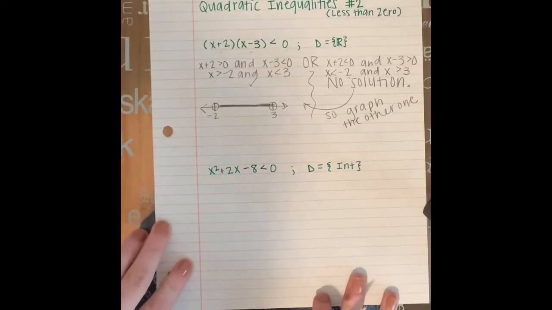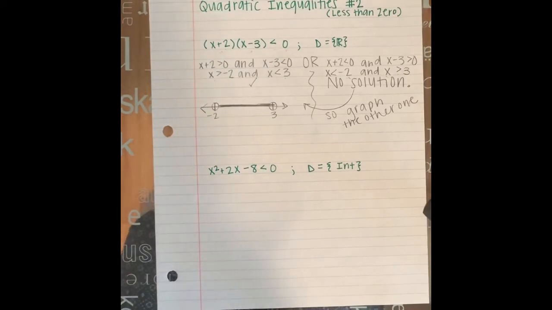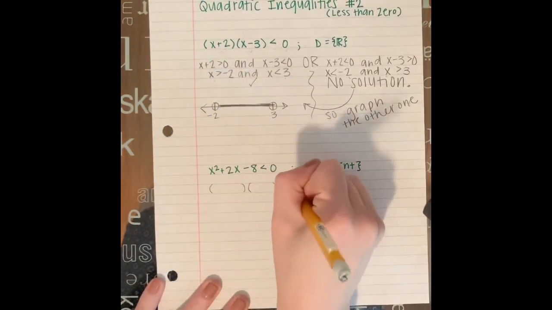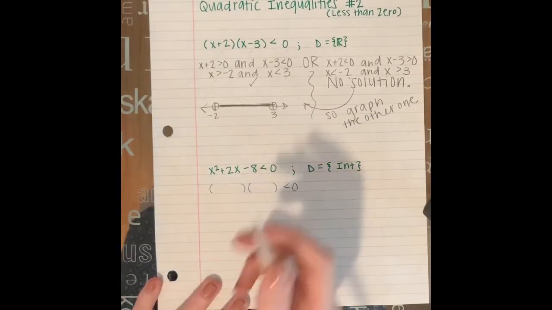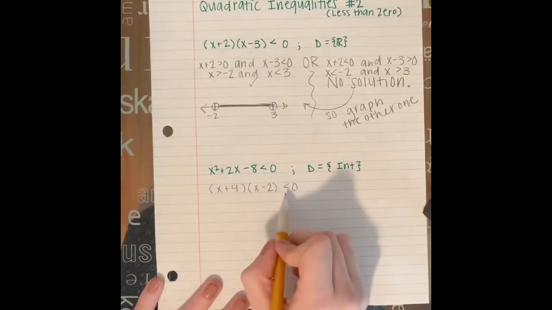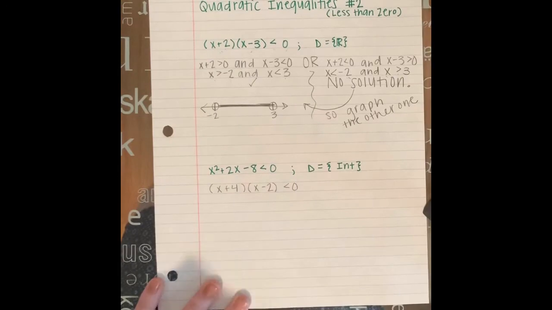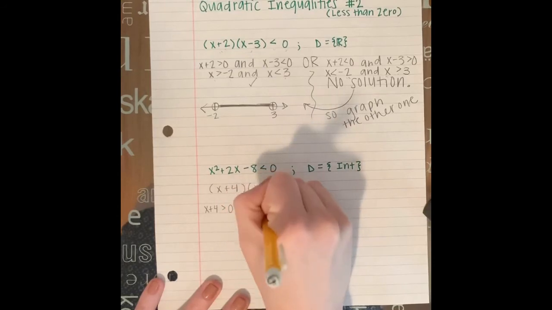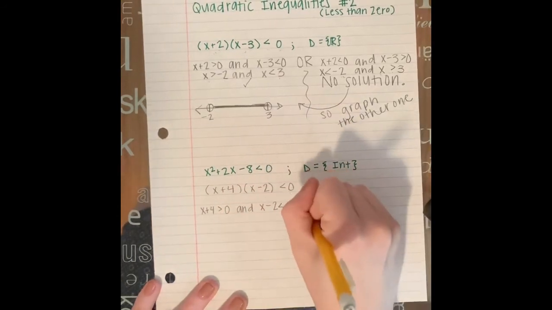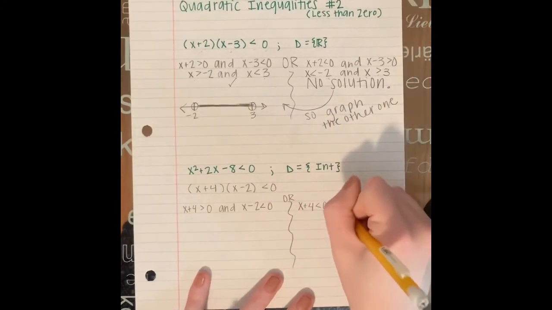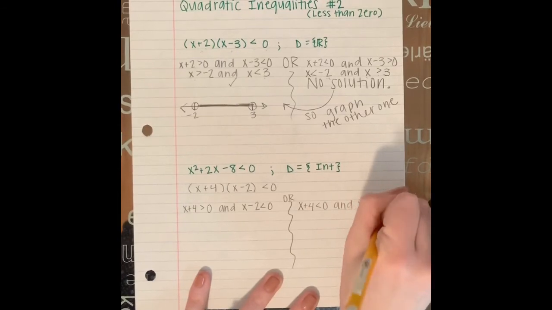The second one says, x squared plus 2x minus 8 is less than 0, domain is the integers. So first we need to get it to look like this by factoring. So we'll factor this. How can we factor it? It'll be x plus 4, x minus 2. And then less than 0, so I know one has to be positive, one has to be negative. So we'll say x plus 4 is greater than 0, and x minus 2 is less than 0. Or x plus 4 is less than 0, and x minus 2 is greater than 0.